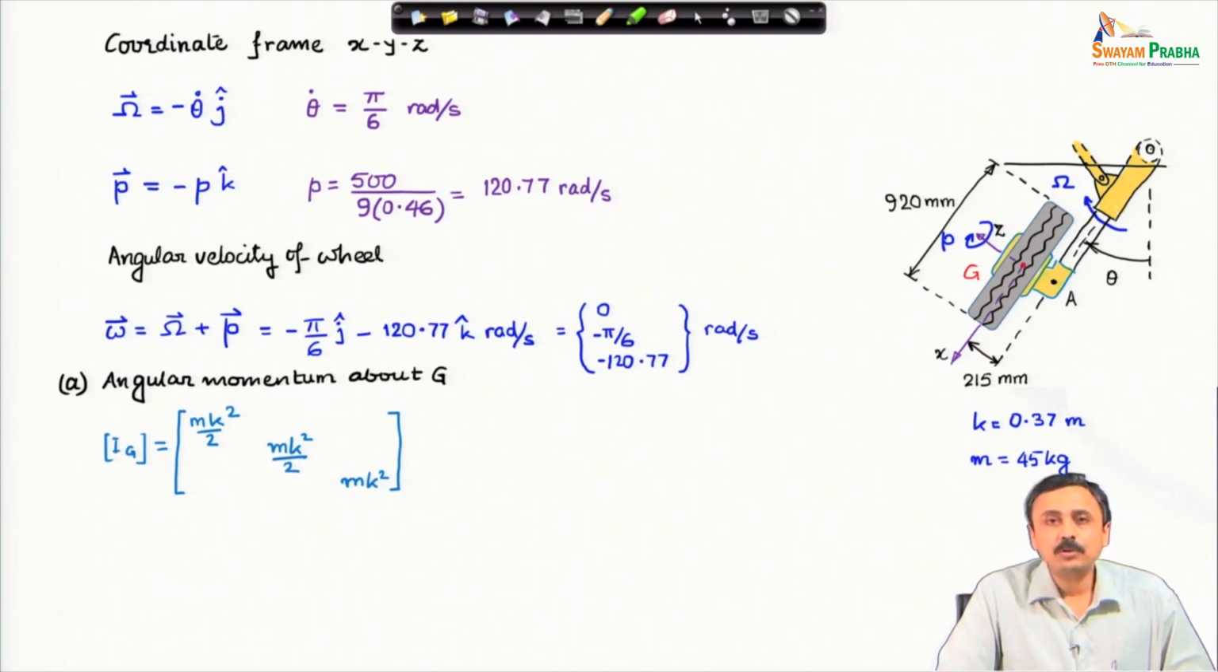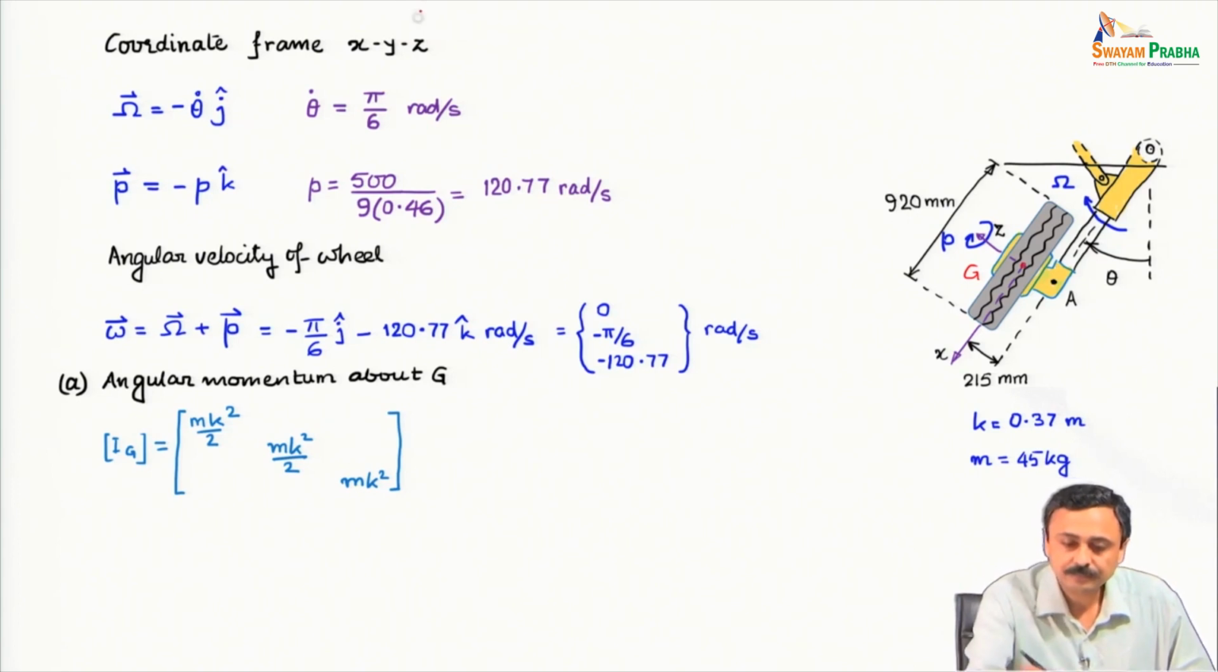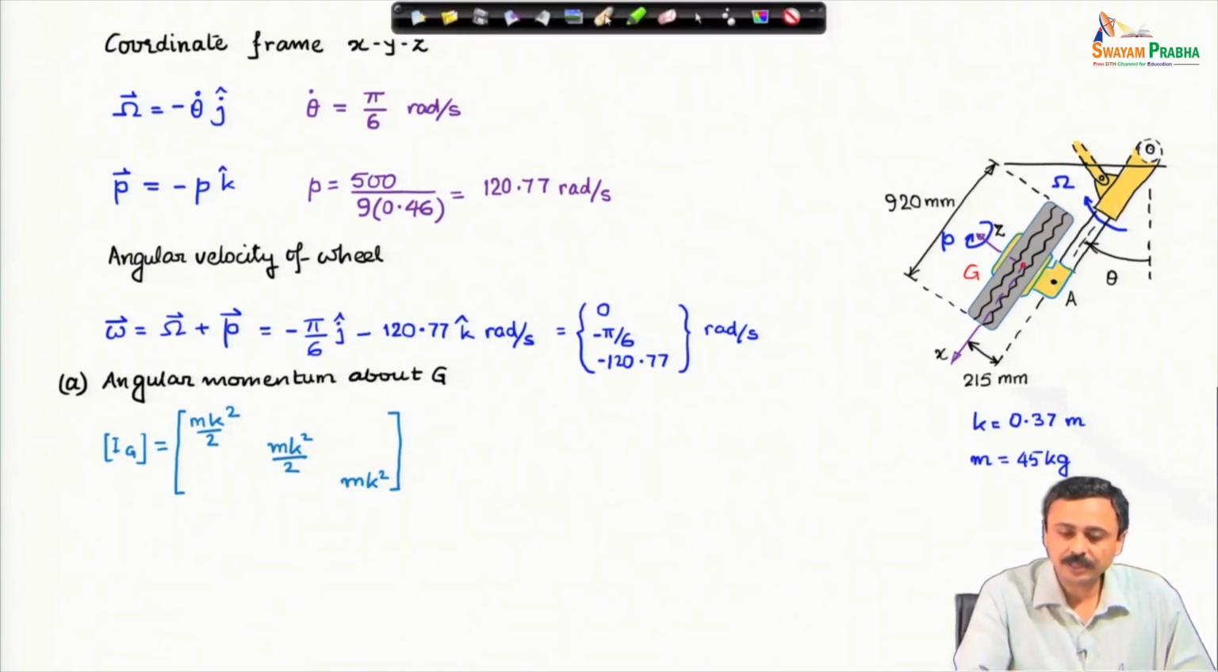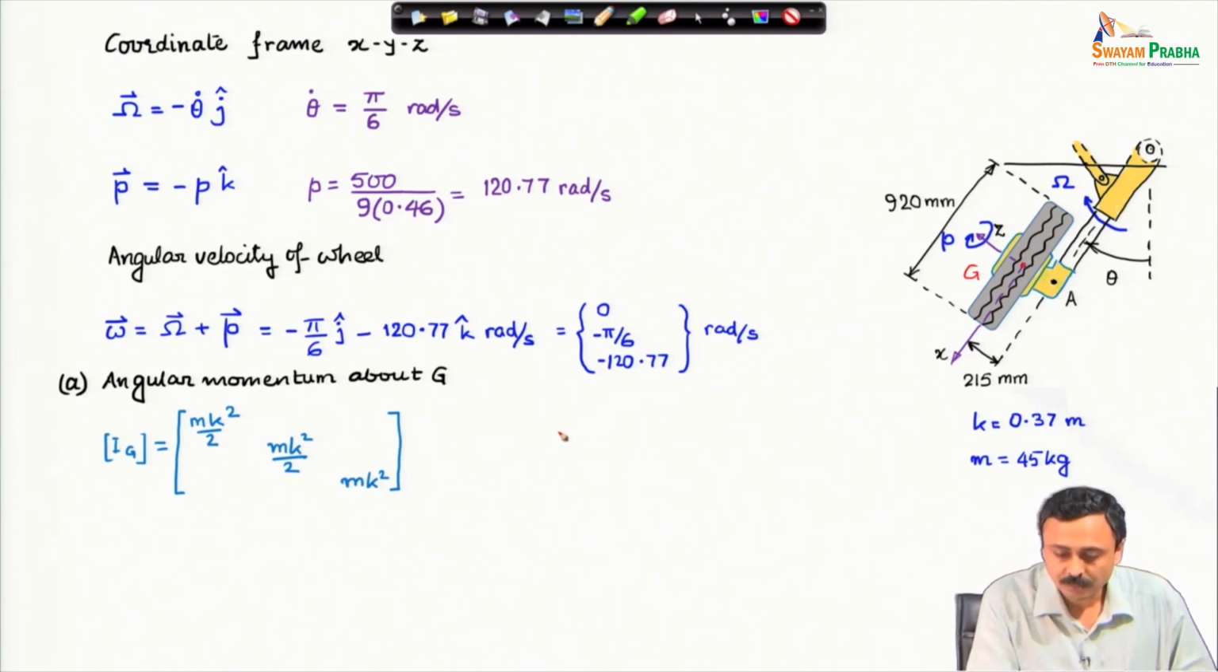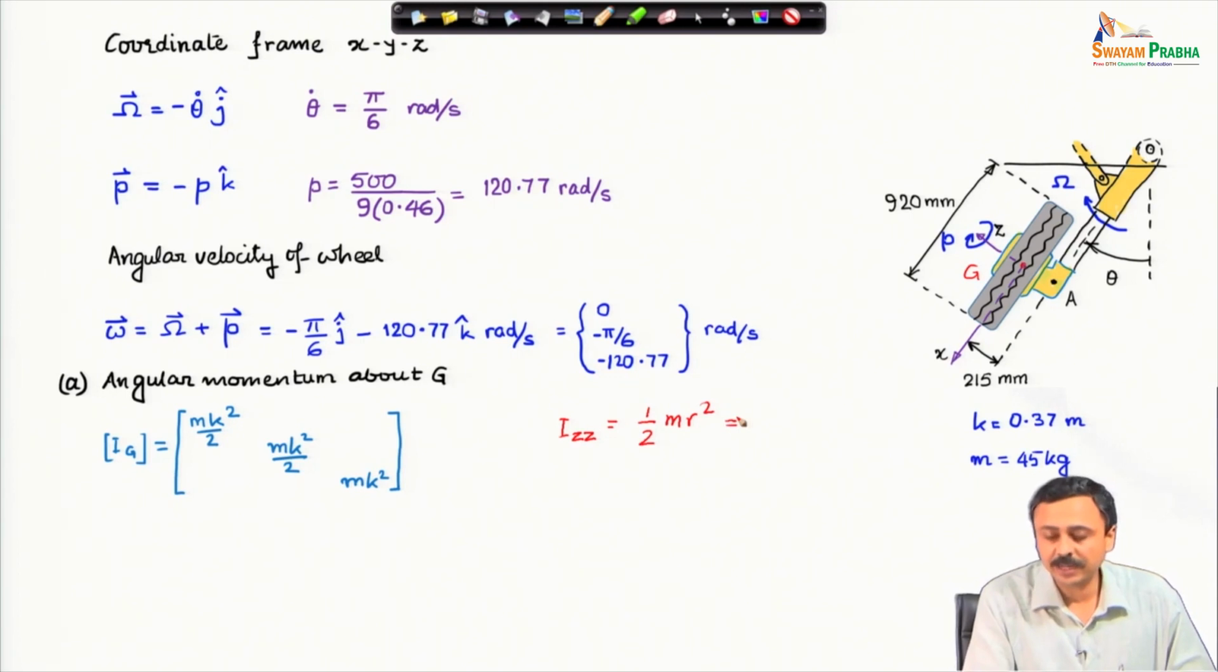Now, to calculate angular momentum about G, I need the moment of inertia tensor about G. This wheel is to be considered as a thin disk, and for a disk you know that the moment of inertia about the z axis is 1/2 m r square, and in terms of the radius of gyration we write m k square. K is the radius of gyration which is specified.